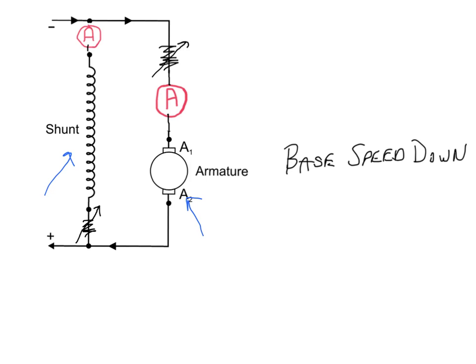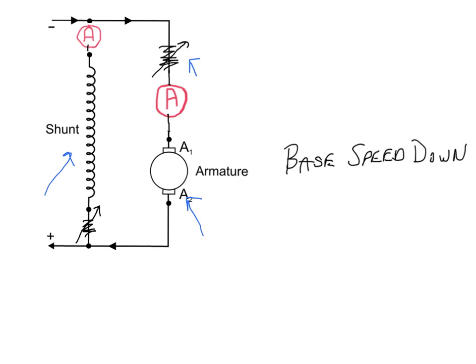Now you will notice up here I have a little rheostat. What we're going to do is adjust that, and it really is just a variable resistor type thing. We're going to either cause more resistance, which will lessen our current, or lessen our resistance, which will allow more current to flow. And then we're going to see how that affects our base speed down.